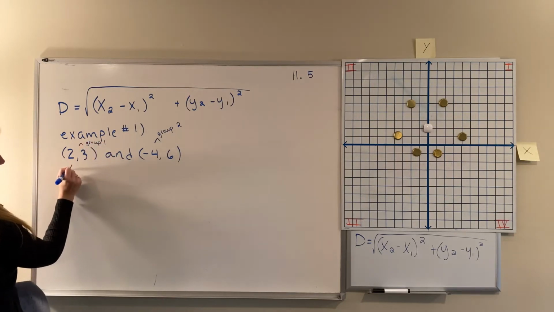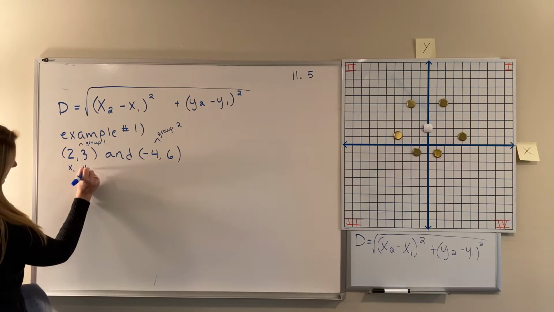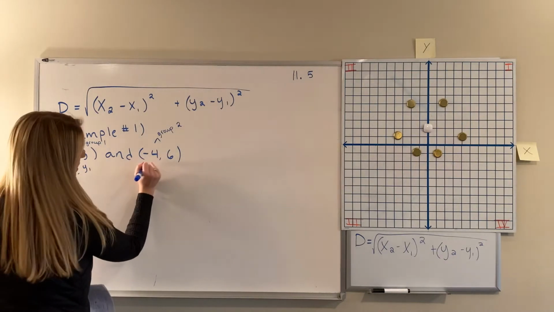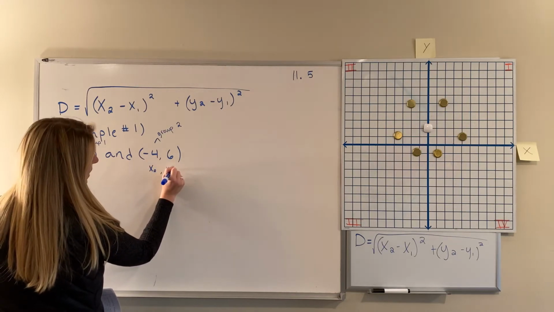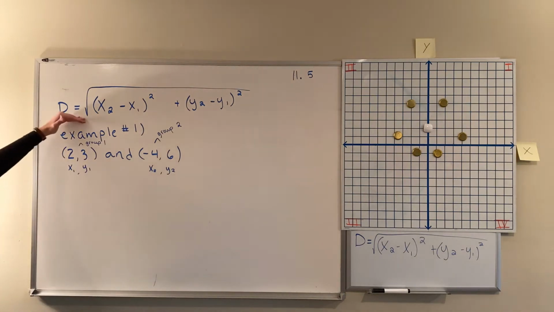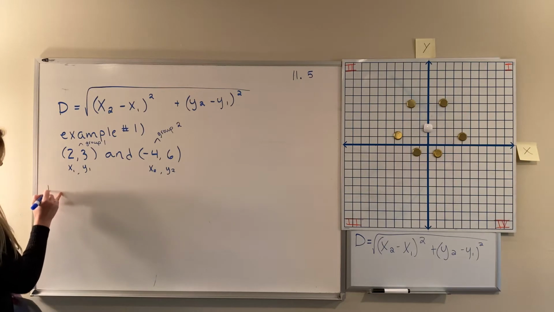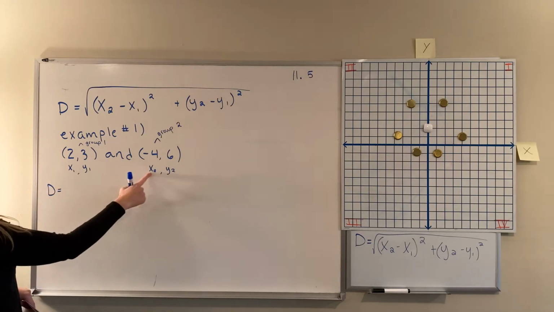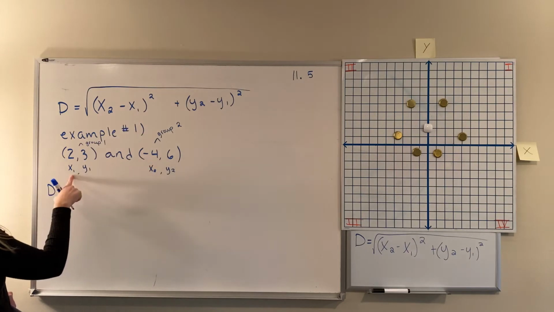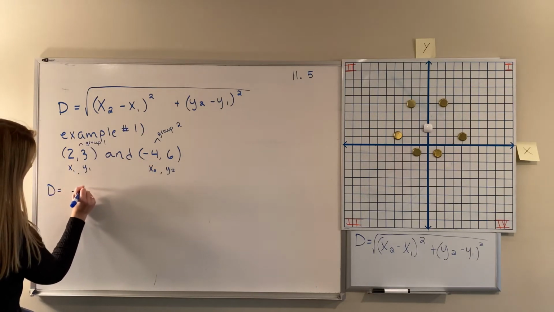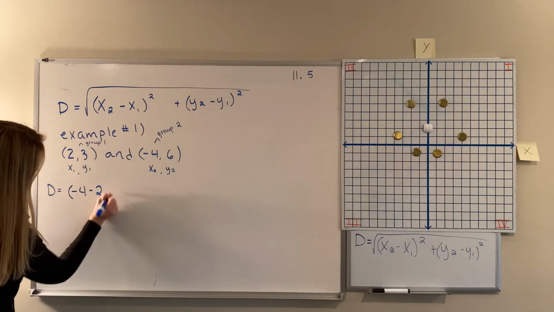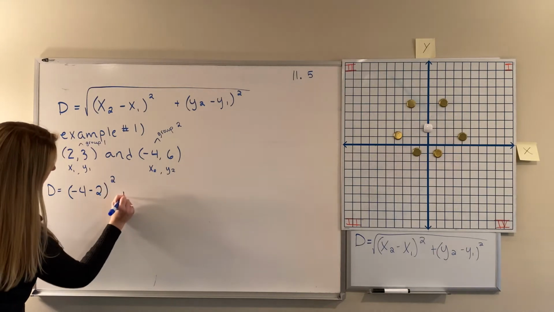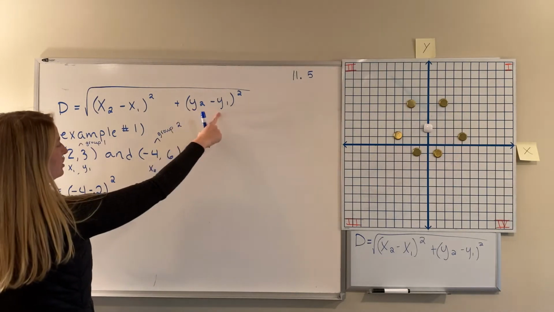And what that really means is this is going to be plugged in for x1, and this is going to be plugged in for y1. This x value is going to be plugged in for x2, and this value is going to be plugged in for y2. And now all I'm going to do is take my formula, copy and paste it down, and plug in my information. So distance is equal to x2 minus x1, so -4 minus 2. Now it's in parentheses squared, so put it inside of your parentheses. Square it. Plus y2 minus y1.